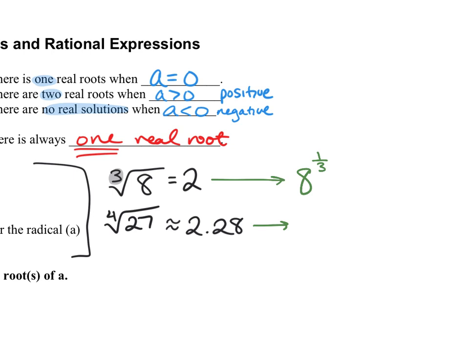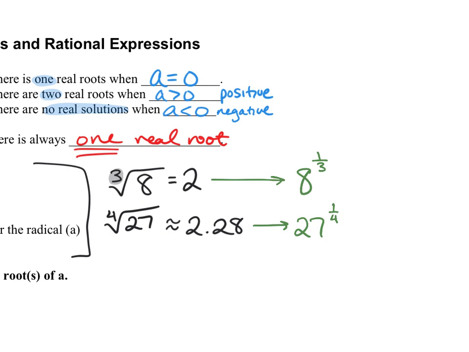So if we were going to change this one in the same way, how would you write down the fourth root of 27? 27 to what power? 1/4. Yeah, what number's behind it? An invisible 1. What number's in front of it?